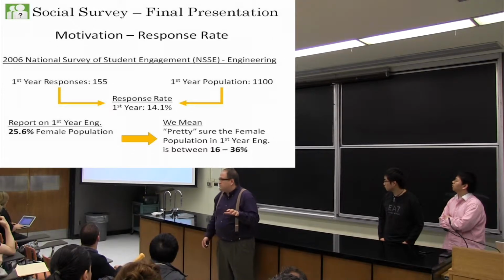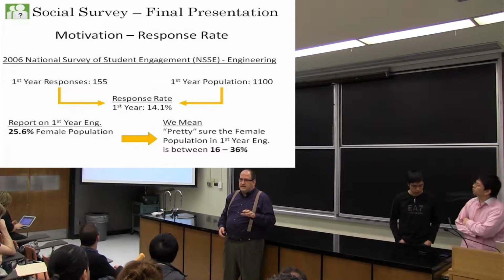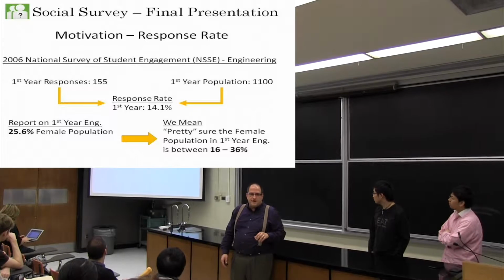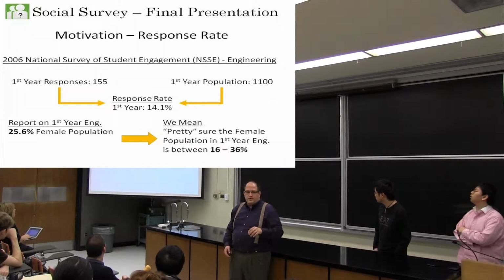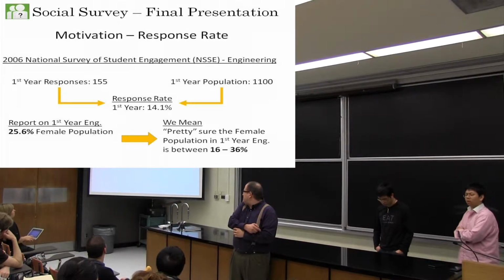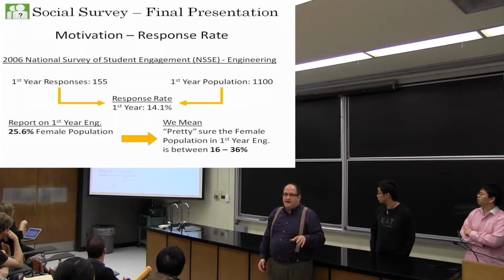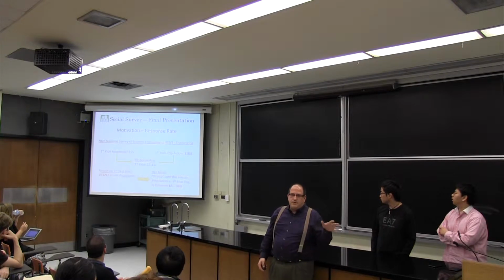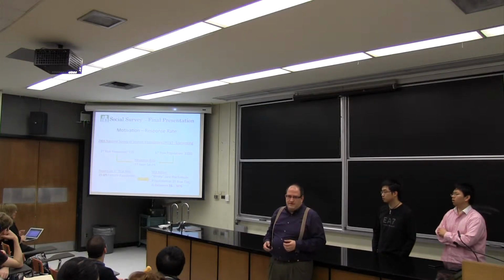To give you an idea of the problem with response rate, I'll give you a real example. NESE is an international survey we do with undergraduate students. This is actual data from our 2006 survey for our engineering students. We got just over a 14% response rate. So if that sample says about 25% of our female population, because of our response rate, really what we can say is we're pretty sure there's between 16 and 36% females in first year engineering, which is not an acceptable level of accuracy, right?